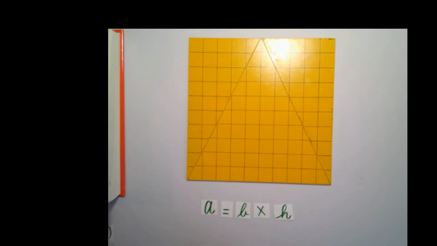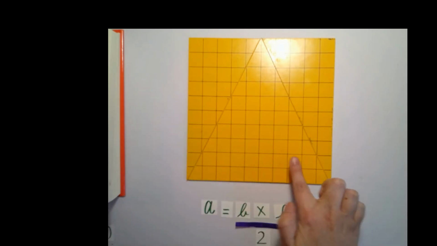Okay, so we're going to need to divide the answer we get for the base times the height by 2. Okay, so let's go ahead and do that. I'm going to move my formula off to the side while I place the tickets that show us the value of the base and the value of the height.